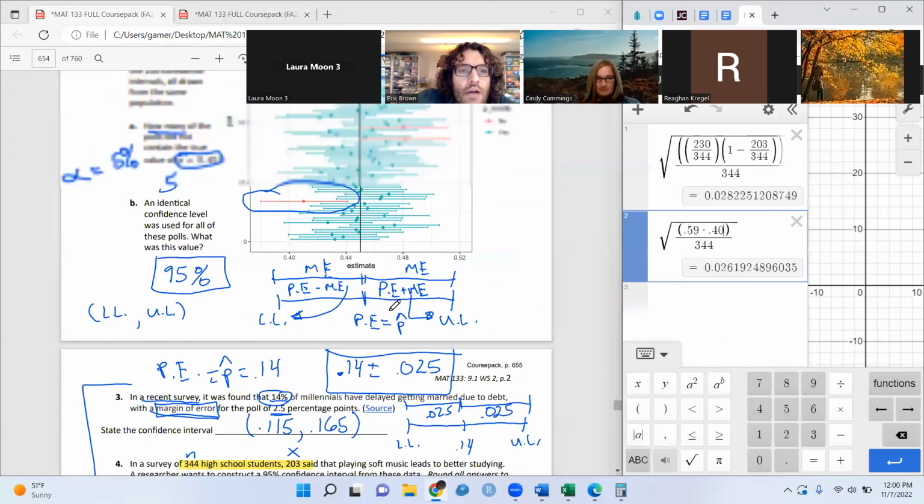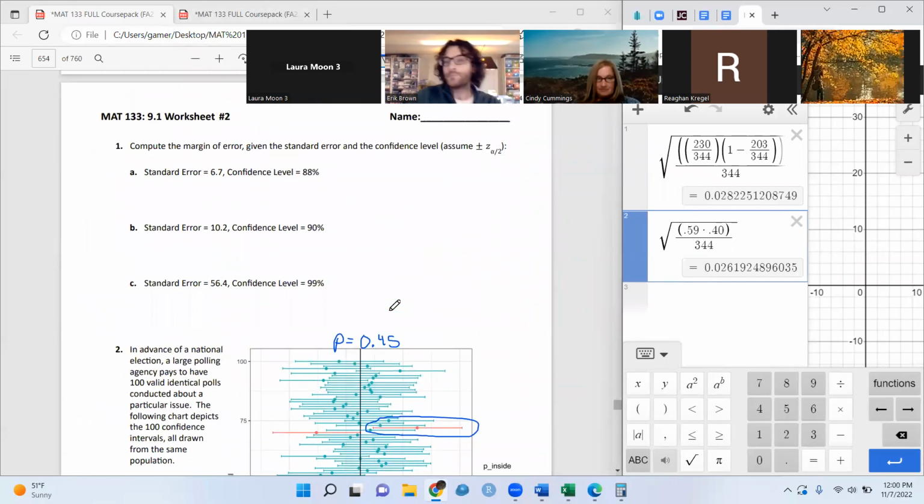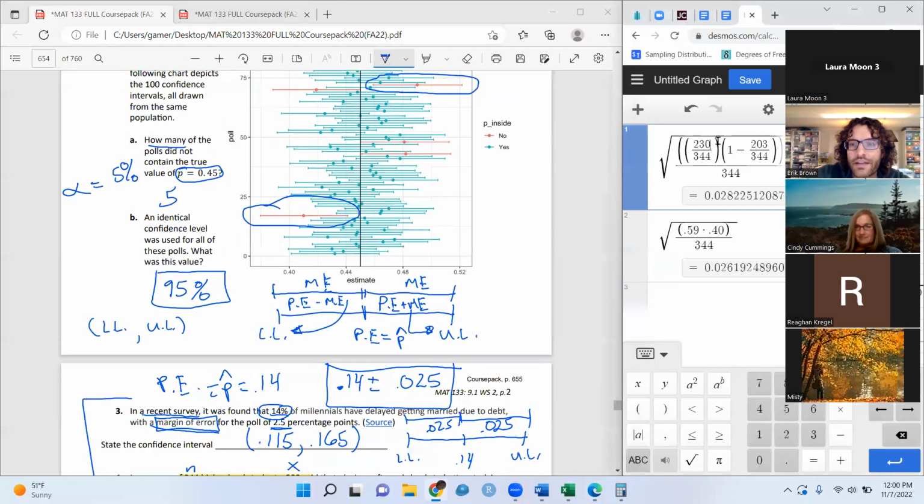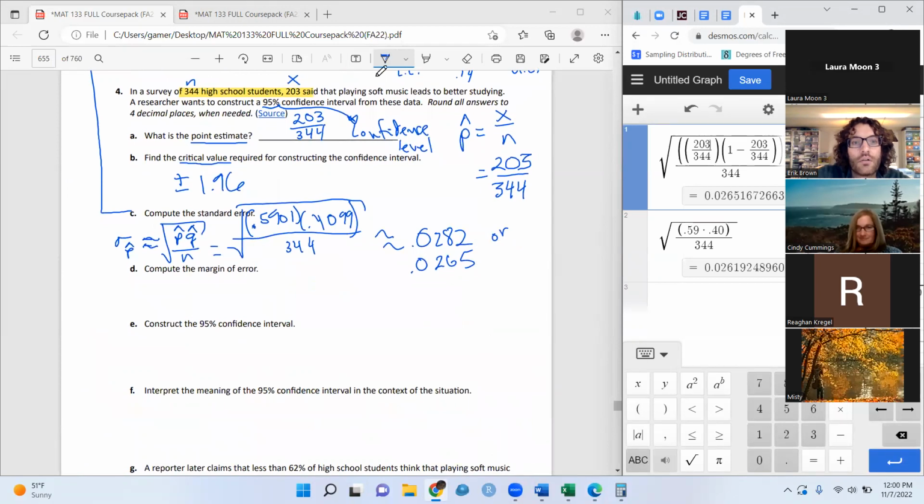Anyone remember how to compute the margin of error? How'd you get that, Emily? I guess I should check the answer. I don't even know what the answer is. Oh, well, that's the problem. No wonder there's such different answers, because I can't type in the correct value up there. There we go.